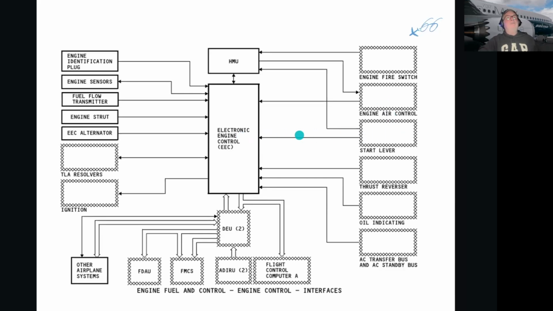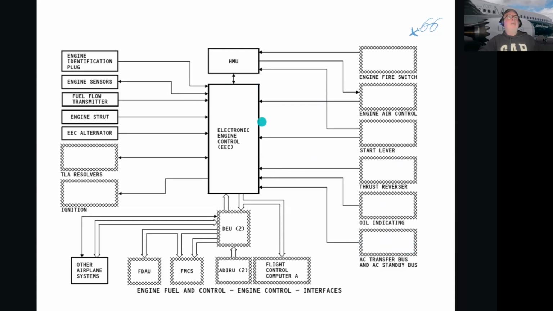Start lever details: the EEC controls the start of the engine. And the EEC controls the thrust reverser after landing, when it's operating, the timing of it, how long it should be open for, and how long after resetting the thrust levers everything should close up again. The EEC takes information from the oil, especially the pressure and quantity and other things. Also, we need information from the AC transfer bus and the AC standby bus. We'll talk about that in a minute.